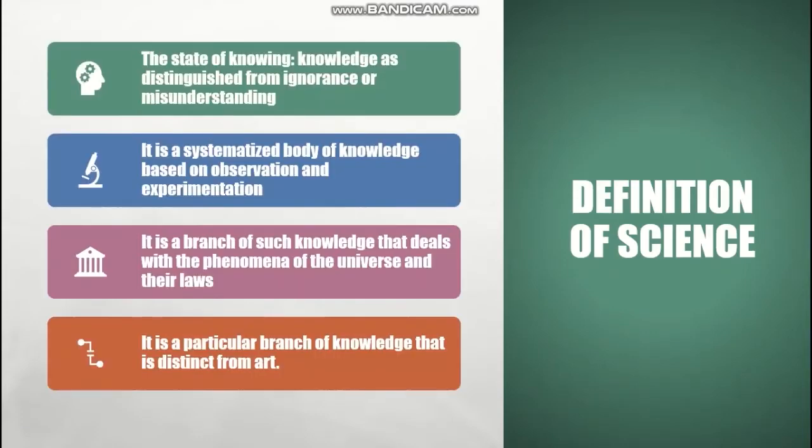Definition of science. The state of knowledge. Knowledge as distinguished from ignorance or misunderstanding. It is a systematized body of knowledge based on observation and experimentation. It is a branch of such knowledge that deals with the phenomena of the universe and their laws. It is a particular branch of knowledge that is distinct from art.